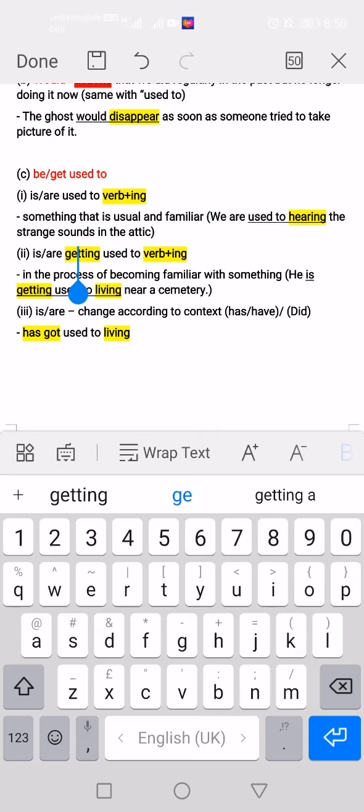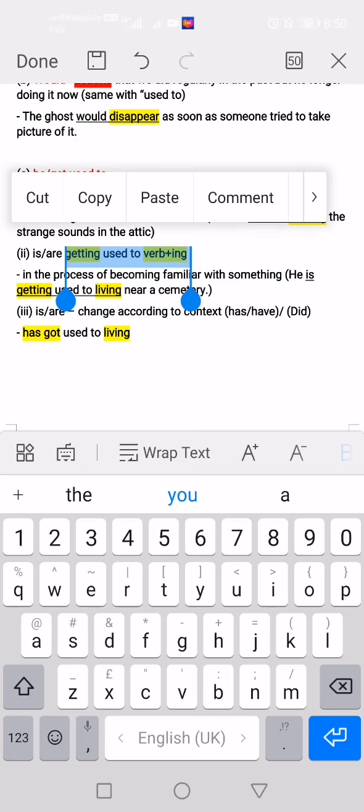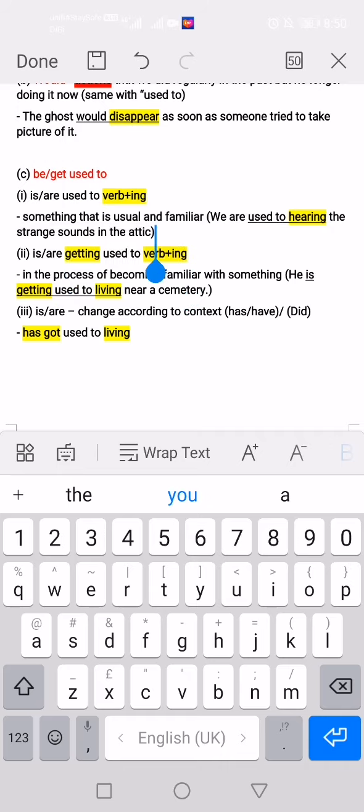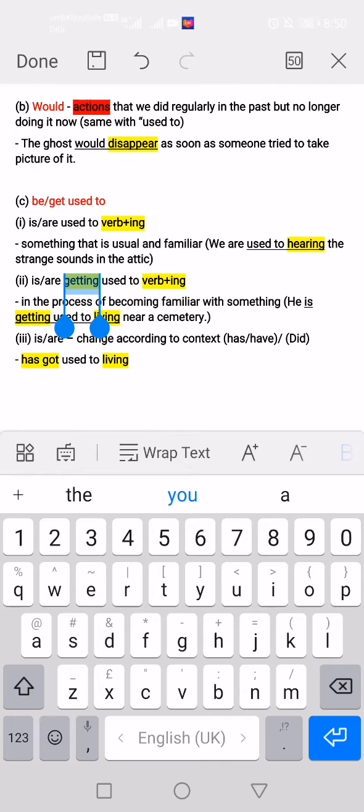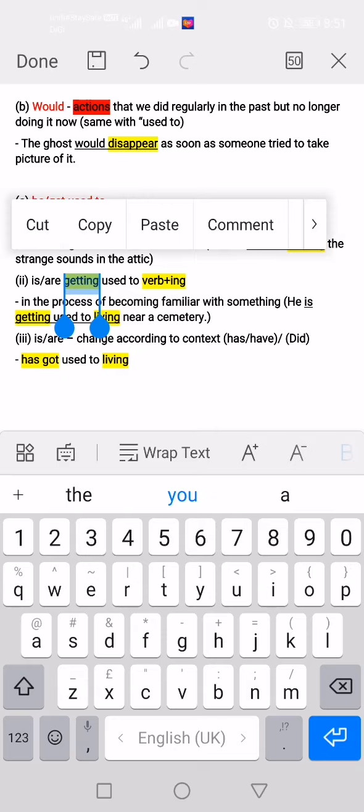And the second one is is and are plus getting used to, verb plus ing. This one is just used to. This one I add getting. So what is the difference between the second rule and the first rule? Getting used to means 还在, 正在习惯, masih tengah membiasakan diri. Ini sudah biasa, 这个他已经很习惯了. 第一个 rule 他已经很习惯了. Rule yang pertama dia sudah biasa tentang benda itu. Tapi yang kedua, 第二个 rule is 我还在习惯着. Dia masih tengah membiasakan diri. So what is it? Because of the 正在, this why we add the get, we have to add ing.